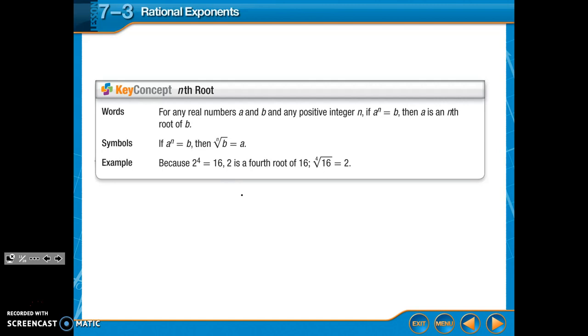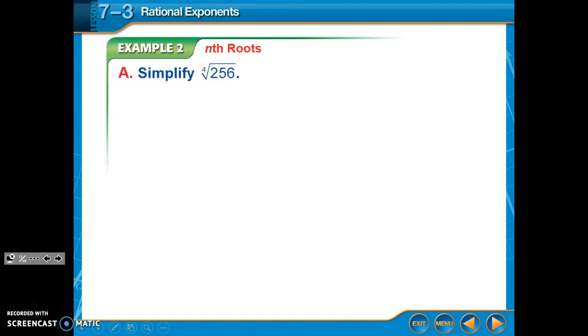It's the opposite. Just like we learned that the square of something is the opposite of the square root, to the 4th power and the 4th root are opposites. To the 3rd power and the 3rd root, those are opposites. So if I want to know how to simplify this, I want to know what to the 4th power gives me 256. I want to go backwards. So I'm going to just try some things.